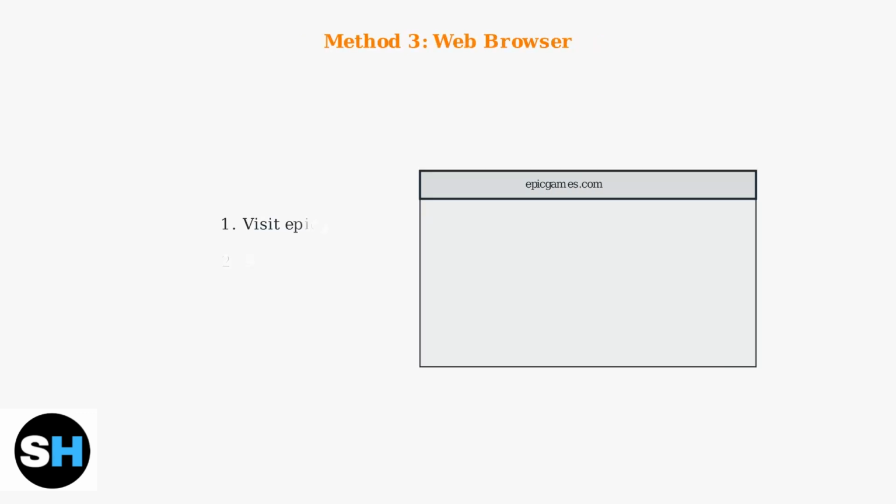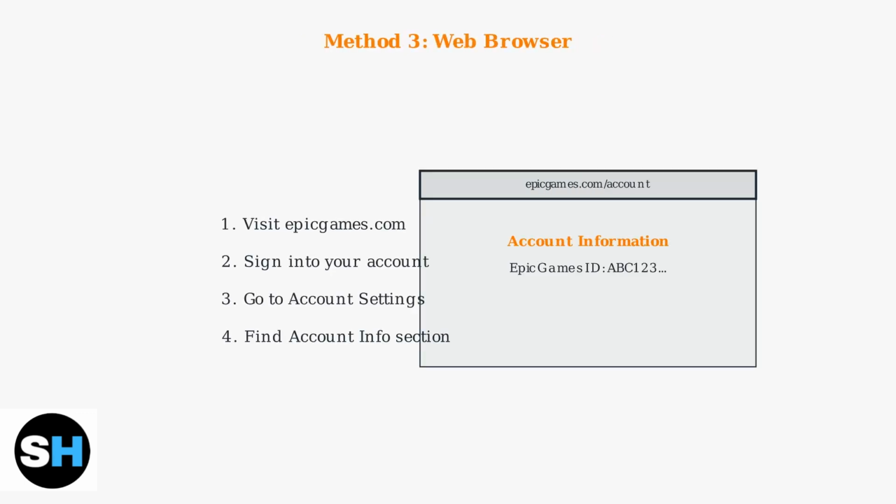Method three provides web-based access. Visit epicgames.com and sign into your account. Navigate to Account Settings, where you'll find your Epic Games ID in the Account Info section. This method is useful when you don't have the game or launcher readily available.